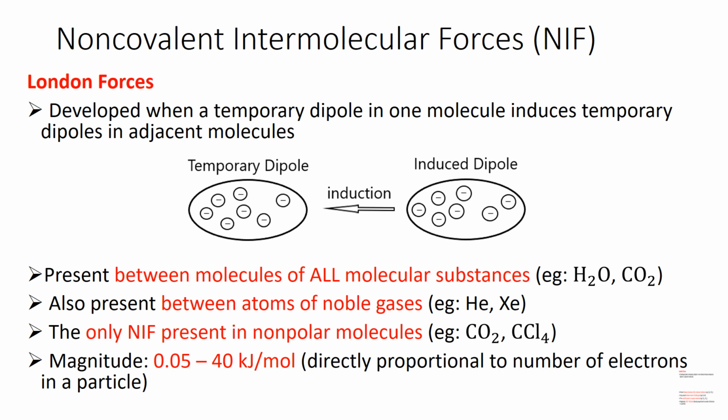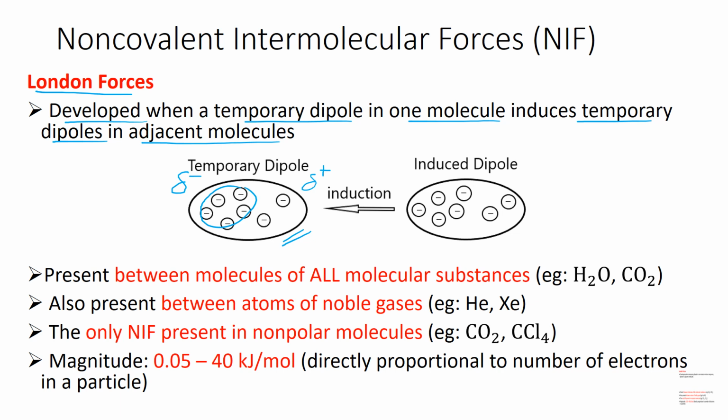The first type of noncovalent intermolecular forces is the London force. This is developed when a temporary dipole in one molecule induces temporary dipoles in adjacent molecules. For example, we have this first molecule. Let's say for some reason, the distribution of electrons in this molecule is changed, such that we have more electrons on the left end. Because of that, the left end will have a partial negative charge, and the right end will have a partial positive charge.